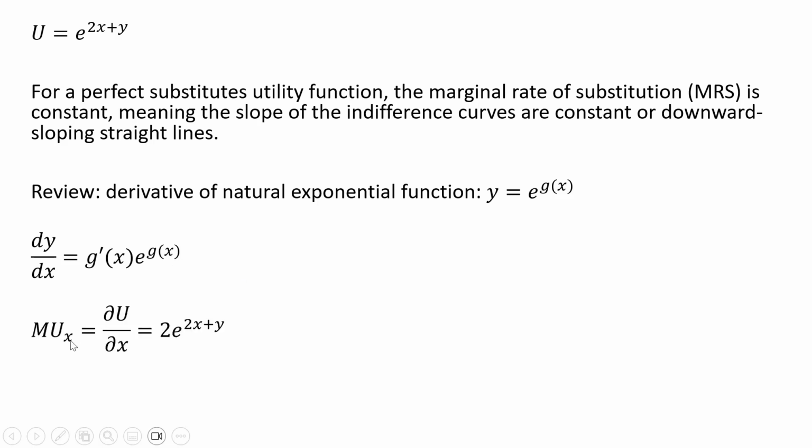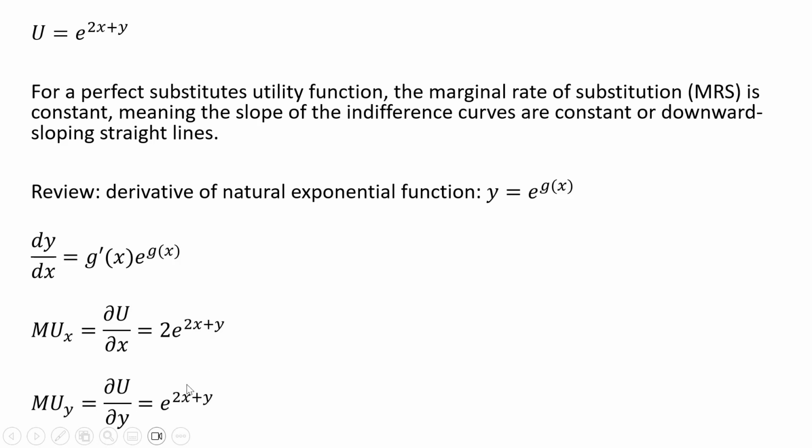So with that, let's get the marginal utility of good x. We're going to take the partial derivative of this utility function with respect to x, and I'm just following again this rule on top here. So taking the derivative of 2x plus y with respect to x is just 2. That's why I have a 2 down in front. And then we just multiply that by the unchanged natural exponential function.